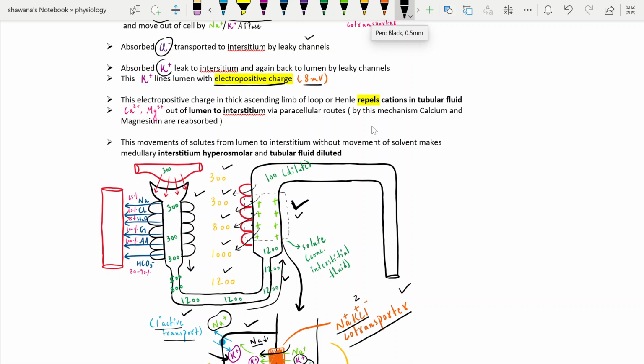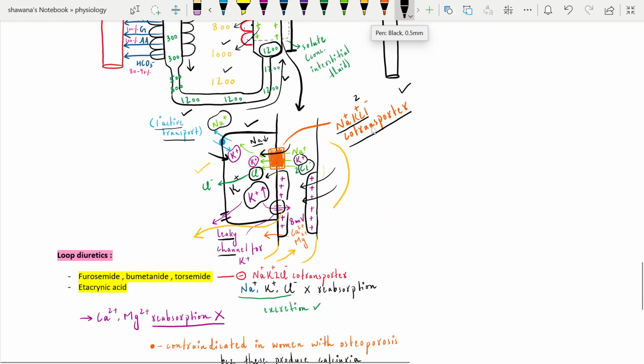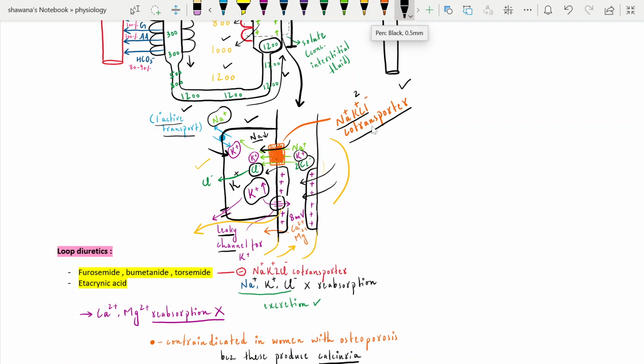And a lot of solutes are present in the interstitium, right? The chloride, the potassium, calcium, magnesium, sodium. So this automatically makes the medullary interstitium hyperosmotic. That's why this part, the thick ascending limb of loop of Henle, is making the medullary interstitium hyperosmotic and the tubular fluid hypoosmotic, because all of the solutes have been moved out and the osmolarity starts to decrease from 1200 to only 100. Okay, that's a logical explanation of what has happened right now.